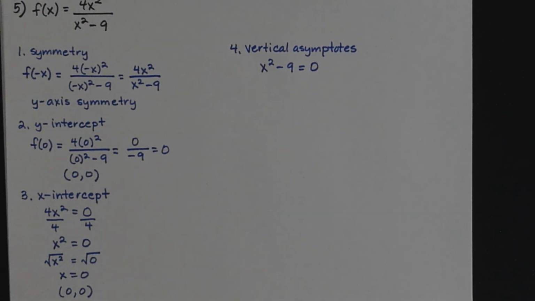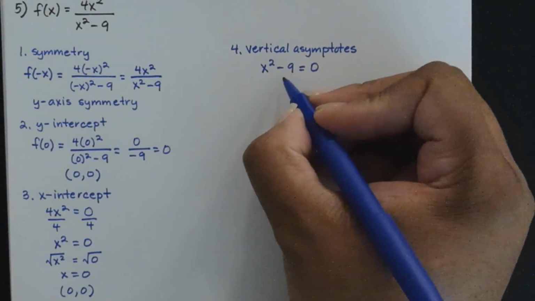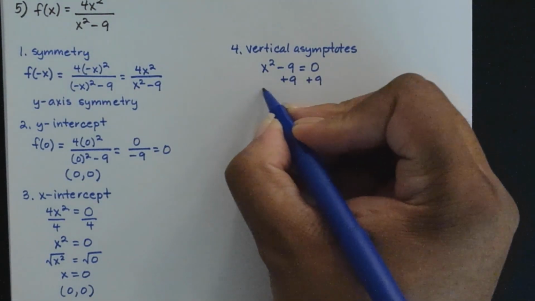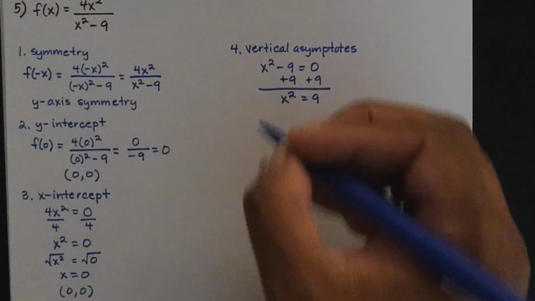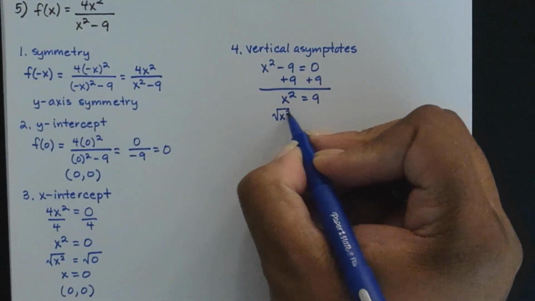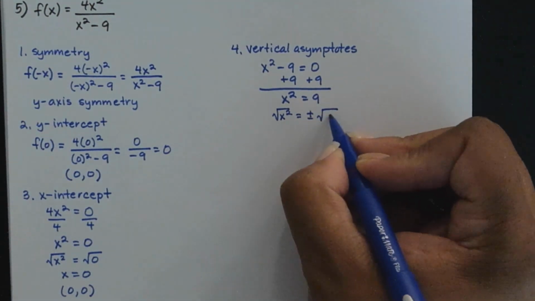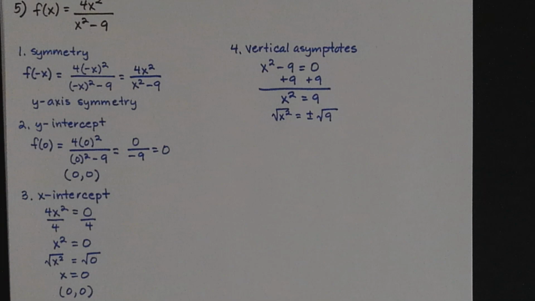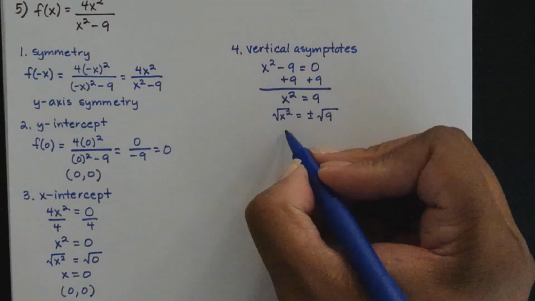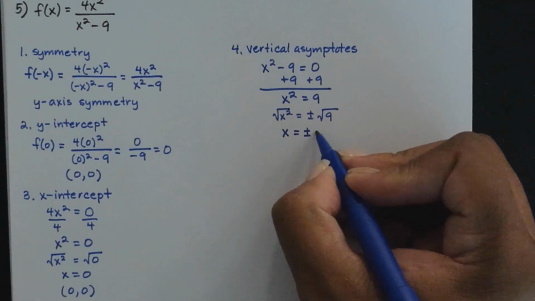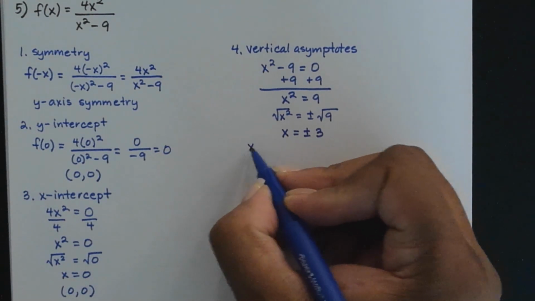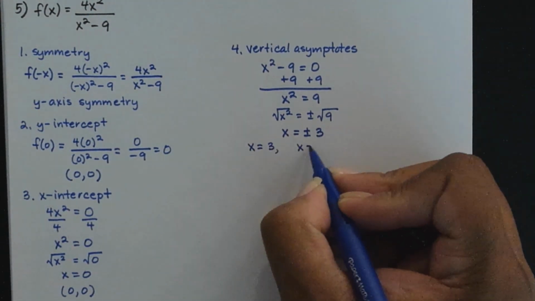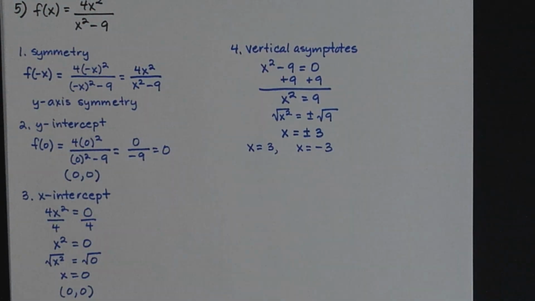So I can set x squared minus 9 equal to 0 and solve for x by adding 9 to both sides. That would mean x squared is equal to 9. And then if I take the square root on both sides, I must include that plus or minus symbol. So that means x is equal to plus or minus 3. Which means here my two vertical asymptotes are x is equal to 3 and x is equal to negative 3. Those are my two vertical asymptotes.